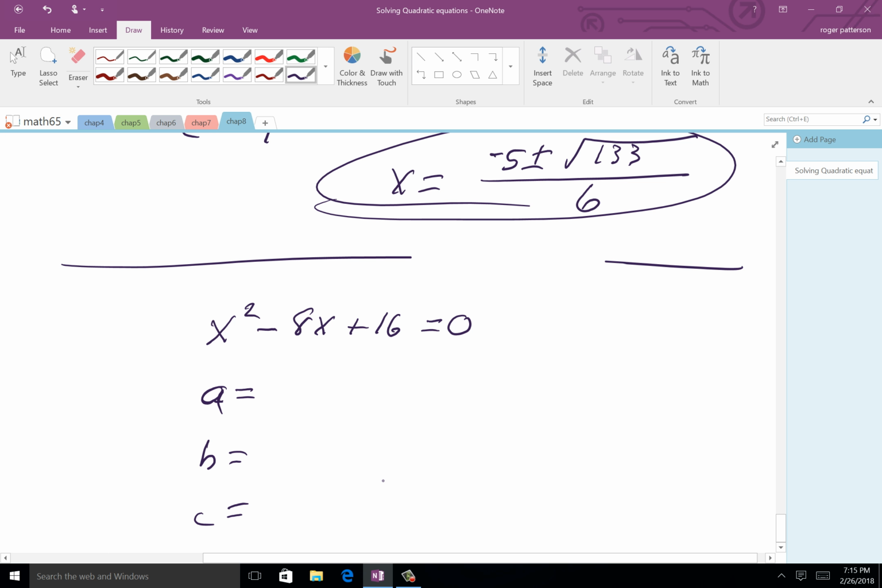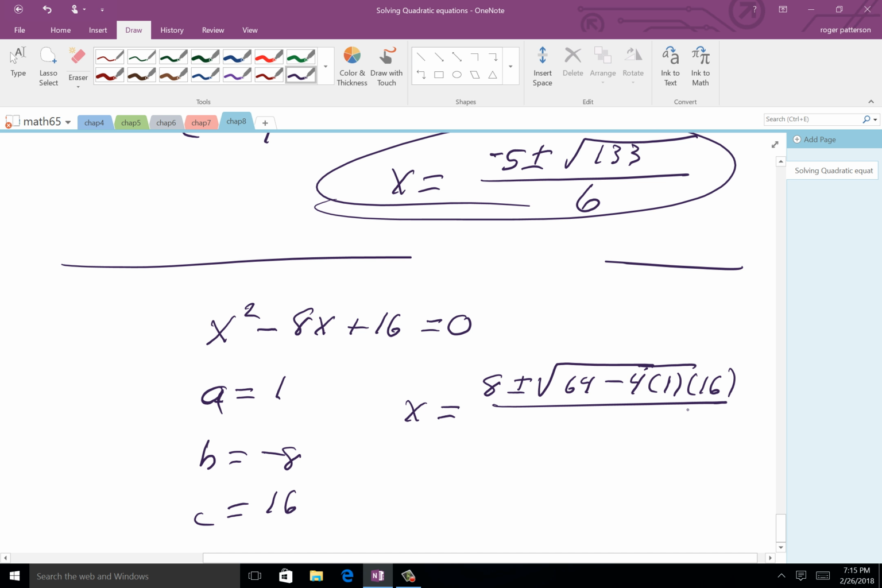So what's A equal in this case? 1, B is negative 8, and C is 16. So let's see what happens. We're going to put this guy in. What am I going to put first here? 8. Good. Plus or minus square root. What's going to go in the first spot? 64. Good, because we're squaring that 8. Minus 4 times, what do we got here? 1 and 16.